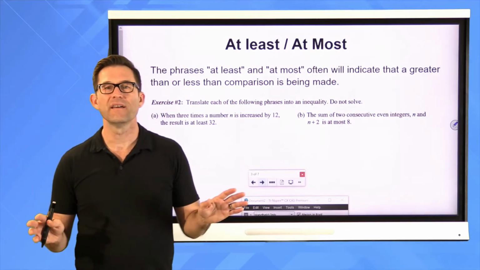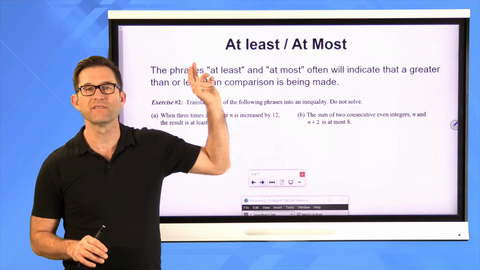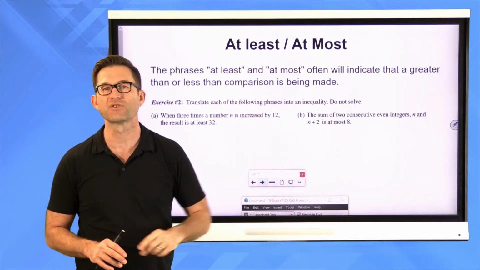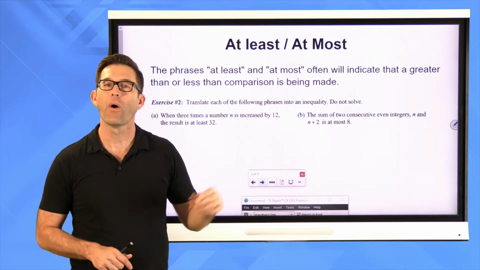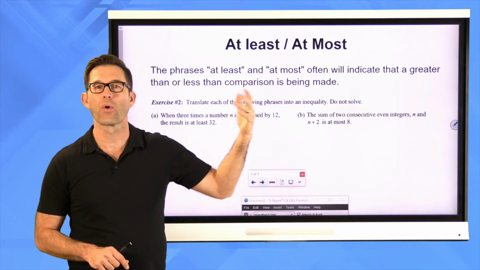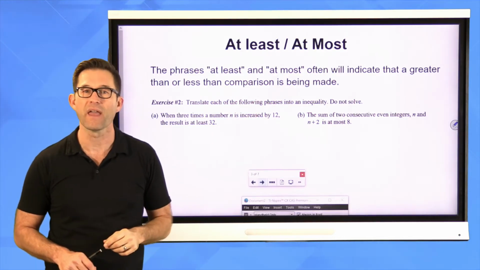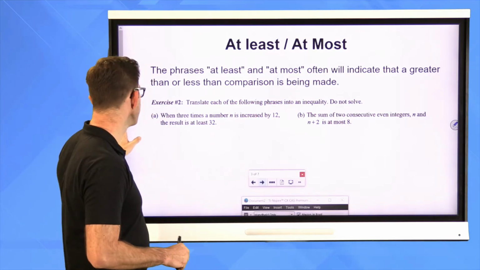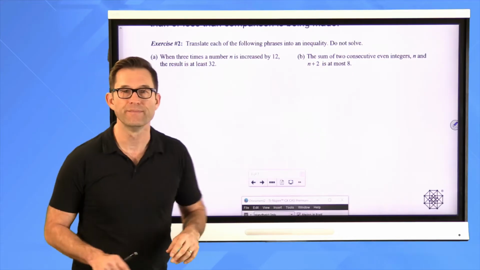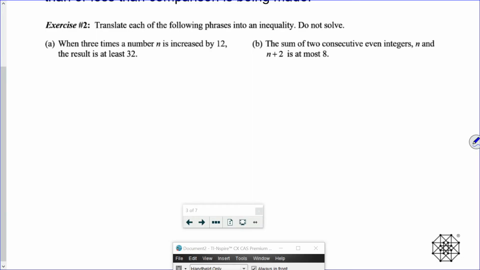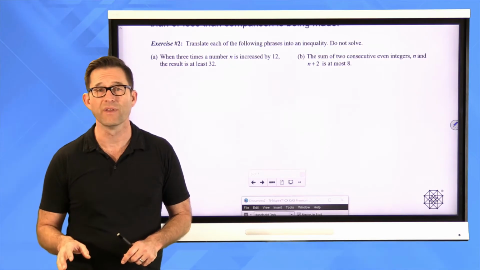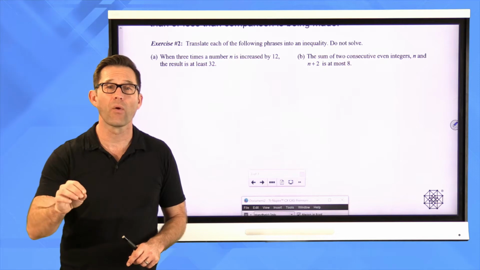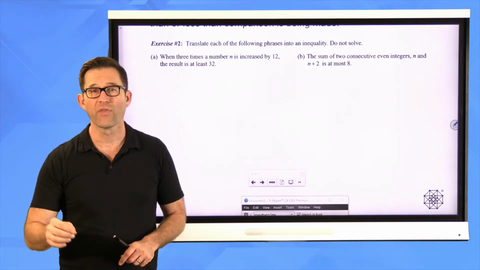At least and at most. These two phrases, at least and at most, are extremely important, and they will often indicate that a greater than or a less than comparison is being made. Let's take a look at those phrases in exercise number 2. Translate each of the following phrases into an inequality. Do not solve. In other words, I don't need you to solve these. I just want to model what's being said with an inequality.